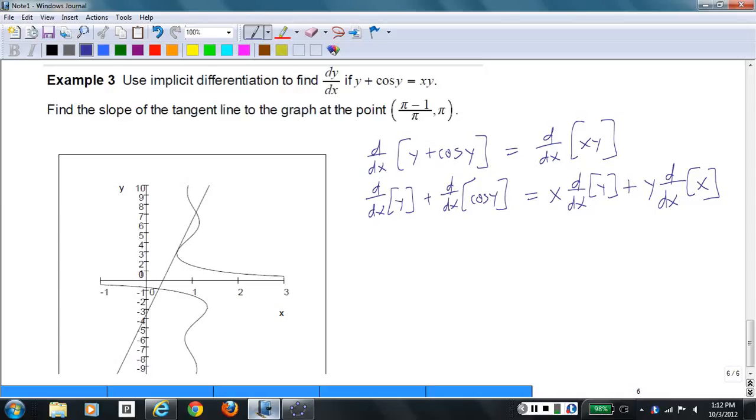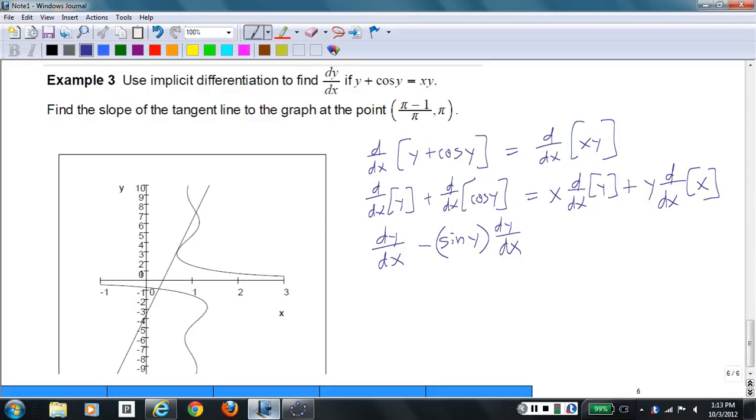So we take the derivatives. d/dx of y is simply the notation dy/dx, the derivative of y with respect to x. Or you might say it's 1 times dy/dx, but either way, that's what you get. Derivative of cosine y, derivative of the cosine of something, is the negative sine of that something times the derivative of that something. So minus sine y dy/dx.